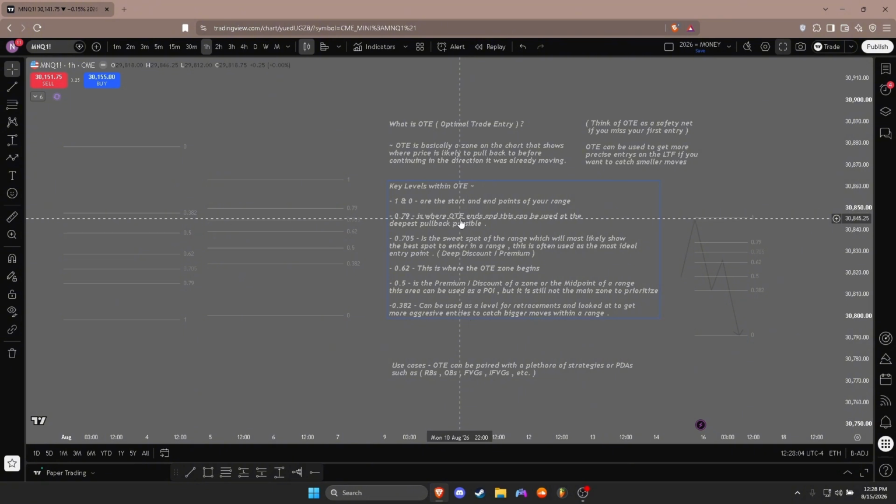All right, so 0.79 is where the OTE ends, and this can be used as the deepest pullback. If we're trading OTE for a bearish example, you see right here, I marked it from this high to this low. This would be the deepest range I would allow my entry to be in.